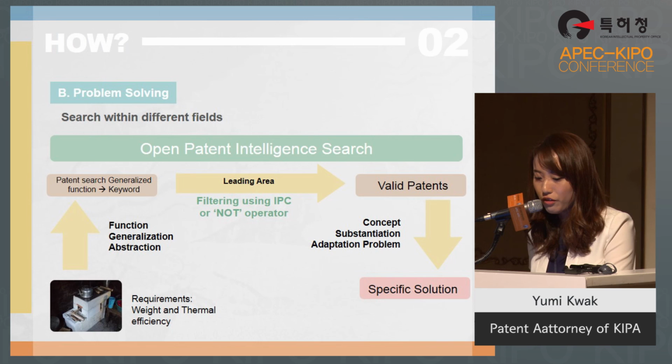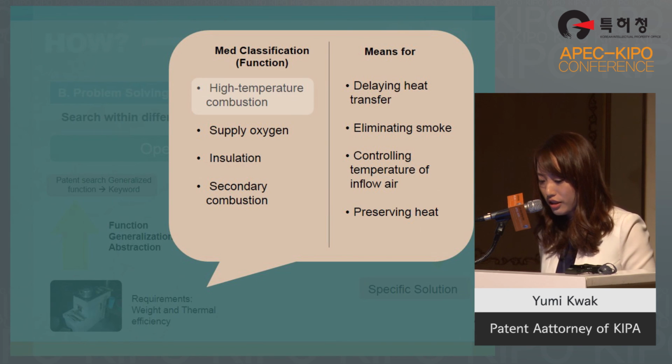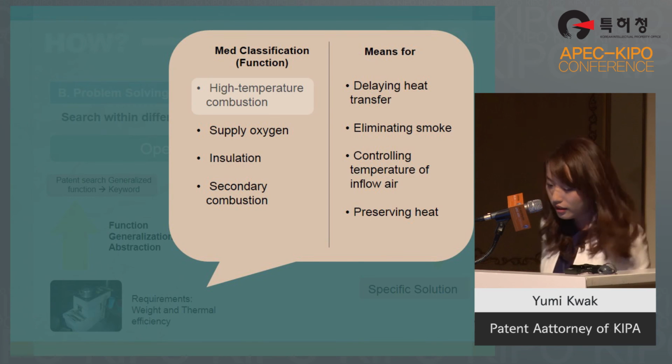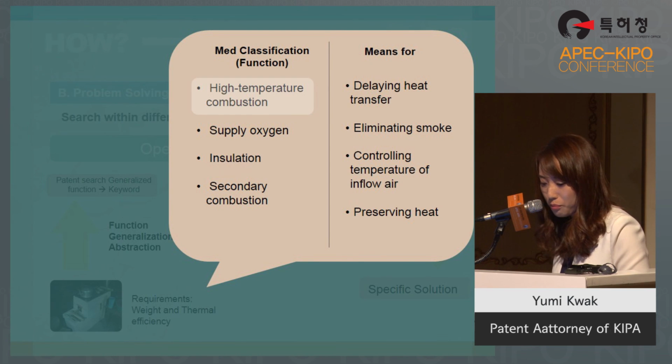According to the process of OPIS, first we generalize the function of the cook stove which affects thermal efficiency. These are the functions affecting thermal efficiency. And as you can see, more specific means for performing those functions are on the right side. There are many factors related to thermal efficiency, so we have listed as many of those factors as possible. Let's take a look at this high temperature combustion. When you use four means such as delaying heat and eliminating smoke, it makes the wood burn at a higher temperature.